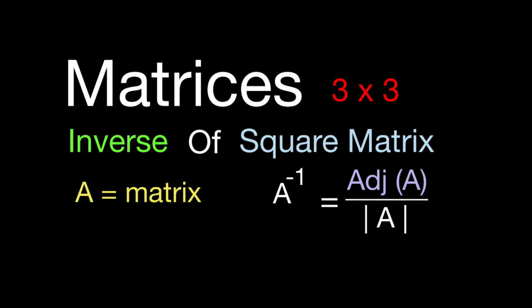Matrices, 3 by 3, inverse of a square matrix. A is a matrix, and the inverse of A equals the adjoint of A divided by the determinant of A, or you might say the adjugate of A divided by the determinant of A.